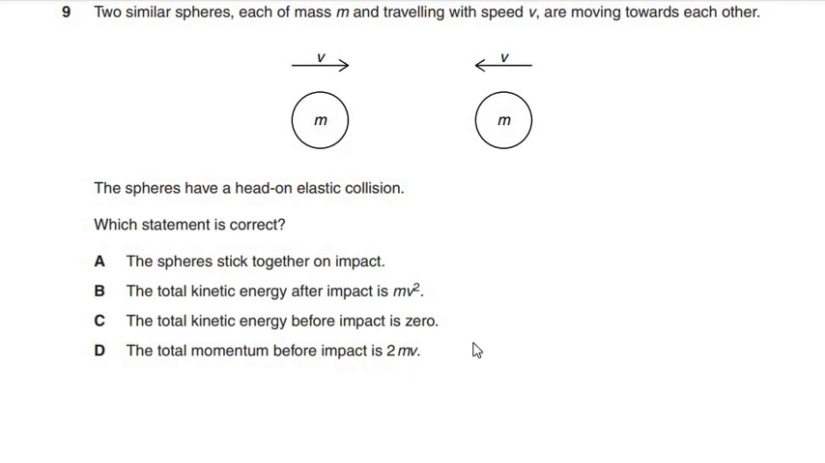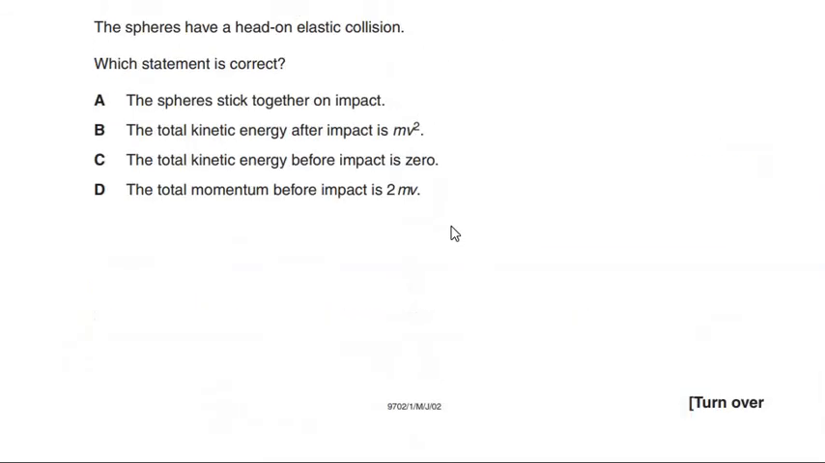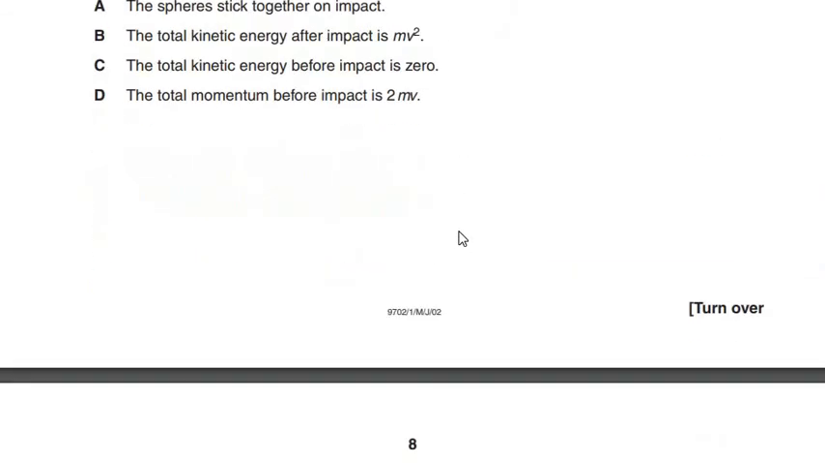Momentum is a vector. Energy is a scalar. That's why C and D are actually opposite answers. However, here the answer is going to be B, because momentum after collision has to equal the momentum before collision. Sorry, kinetic energy before collision is equal to kinetic energy after collision, which is mv squared.